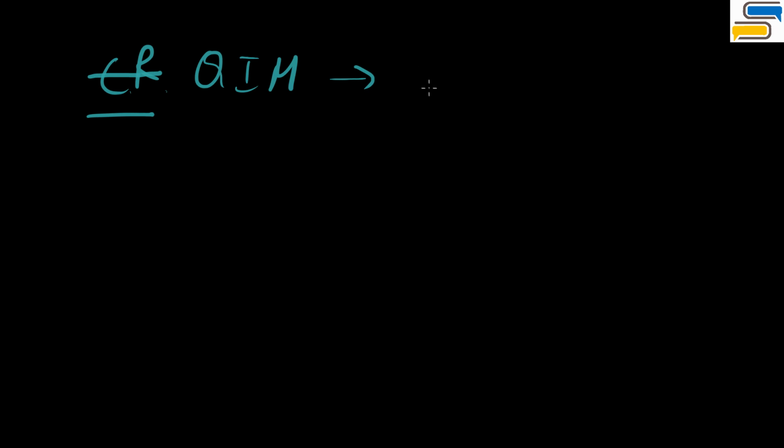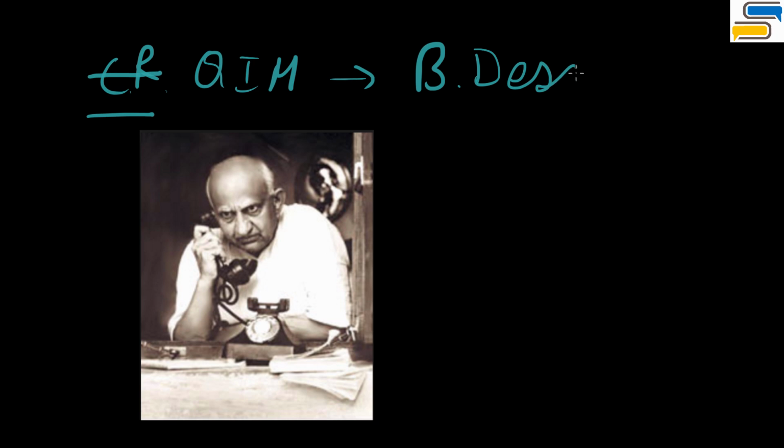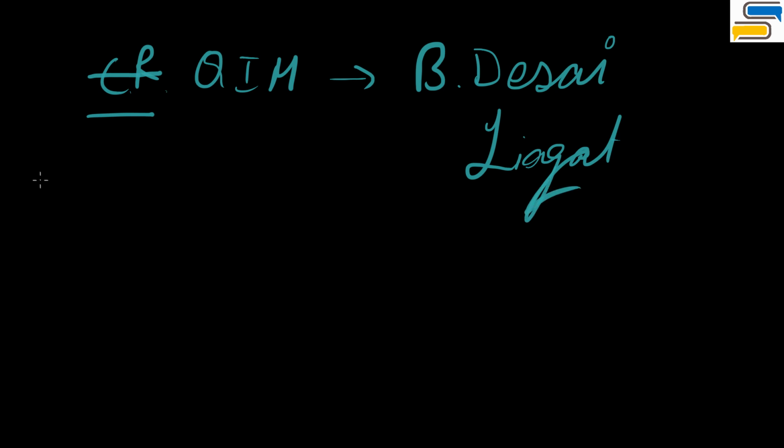So one of these people, like CR, his name was Bhulabhai Desai. And he comes up with what is known as the Desai-Liaqat Pact. Okay, Desai-Liaqat Pact. Now, CR plan was, we know that out of CR plan, Jinnah did not agree.